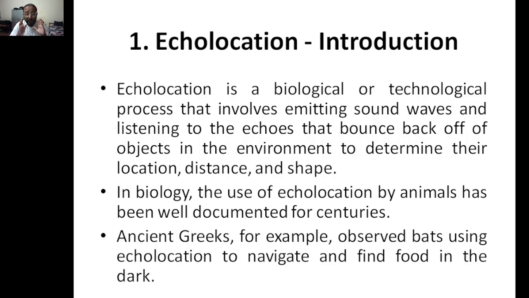So echolocation is a biological or biotechnological process that involves emitting sounds and listening to the echoes that bounce back off the objects in the environment to determine their location, distance, and shape. So three things it will describe. You make a sound, the sound will go and hit a particular object, and the returning waves will come. That is what you call echo waves. These echo waves will have the information about the location of that object, the distance of that object, how far it is, and the shape of that object. Can you imagine? All this information will be there.